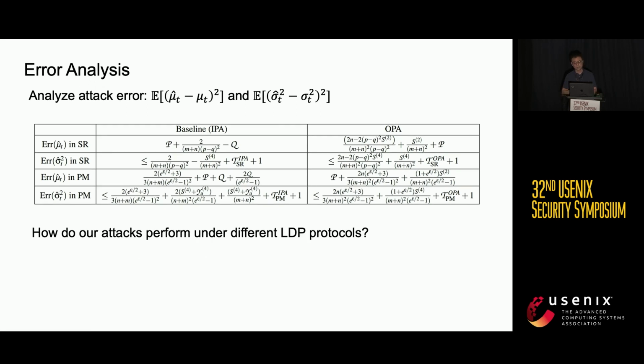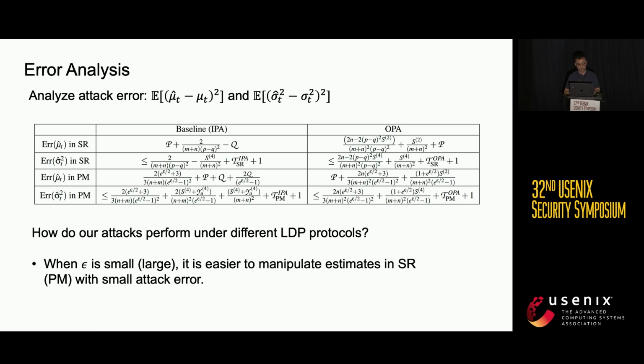With that, the first question, another question we want to know is how our attacks perform under different LDP protocols. We have the SR, we have the PM. So the answer is that the attack error, when the epsilon is set to small, it's easier for the attacker to manipulate the estimate in the SR algorithm. On the other hand, when the epsilon is large, the PM may be preferred by the attacker, right? So it means that the attack is more effective against the PM algorithm.